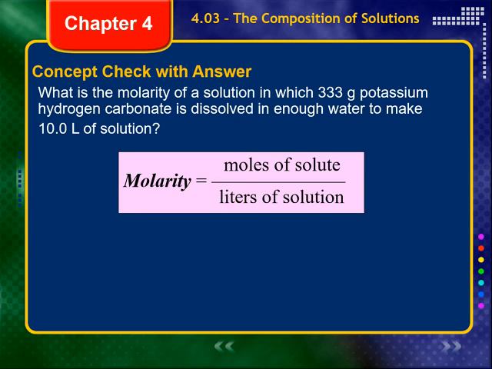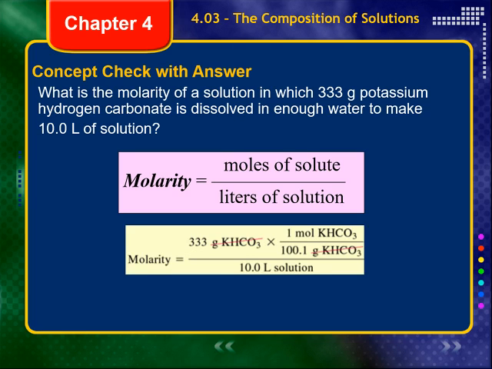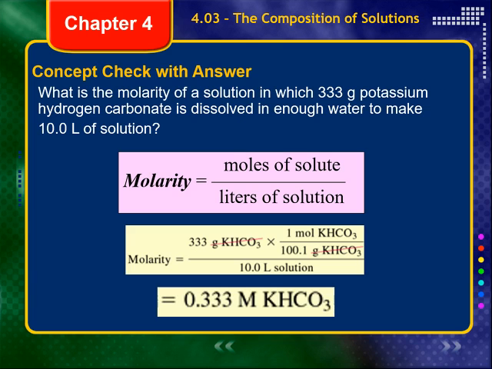So we're using this form of calculation here. Molarity is equal to moles of solute divided by liters of solution. And so with the information that we're given from this problem, I'm going to convert that 333 grams of potassium hydrogen carbonate into moles of potassium hydrogen carbonate. And that's why we need to know what the formula for that is, so we can know exactly what the molar mass of it is, because we're using the molar mass as a conversion factor so that we can have the moles of solute. Now we have 10.0 liters of solution, so 10.0 liters of solution goes on the denominator, and we end up with 0.333 molar potassium hydrogen carbonate.